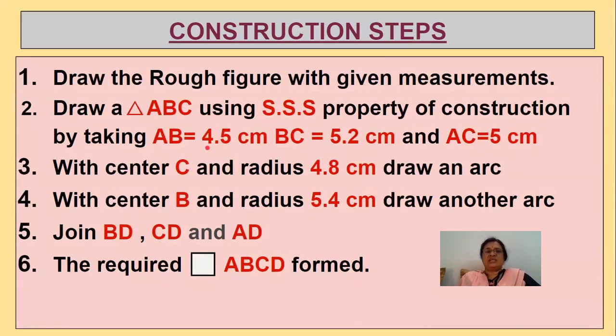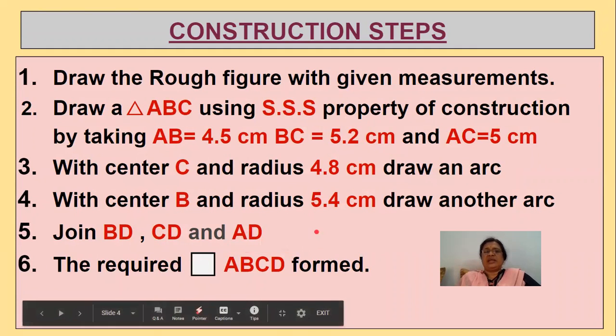That is, the three sides are given: AB, BC, and AC. So with these three measurements you can draw a triangle. With the center C and the radius 4.8 centimeters you have to draw an arc, and with the center B and radius 5.4 centimeters you have to draw another arc, so that this arc will intersect the previous arc at one point. That point will be D. Now you have to join BD, CD and AD also, and this is the required triangle formed.